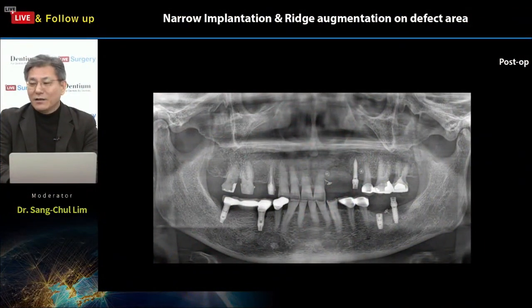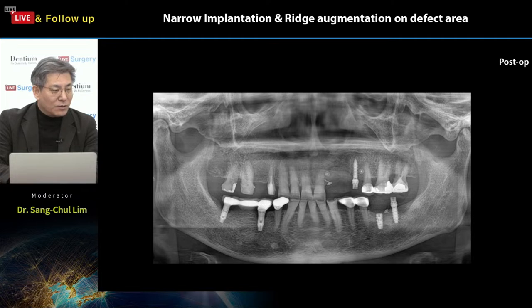Thank you for waiting. Now, let's take a look at the result of the surgery. As you can see, this panoramic view shows us the number 22 and number 23 areas, GBR procedures, bone grafting material with the collagen membrane, and also we can see the pin, and the number 24 area, a tissue level implant fixture done in this area.